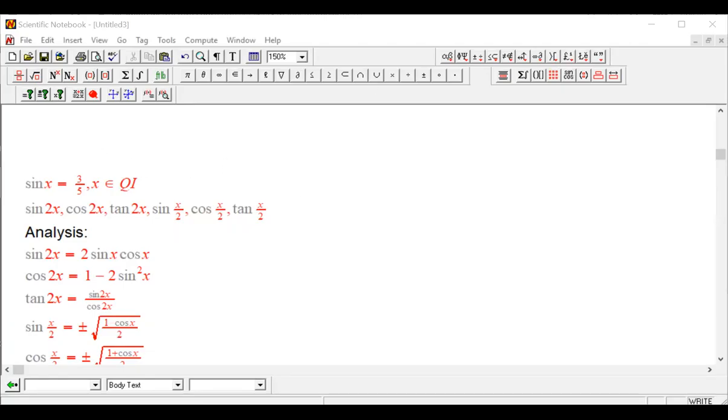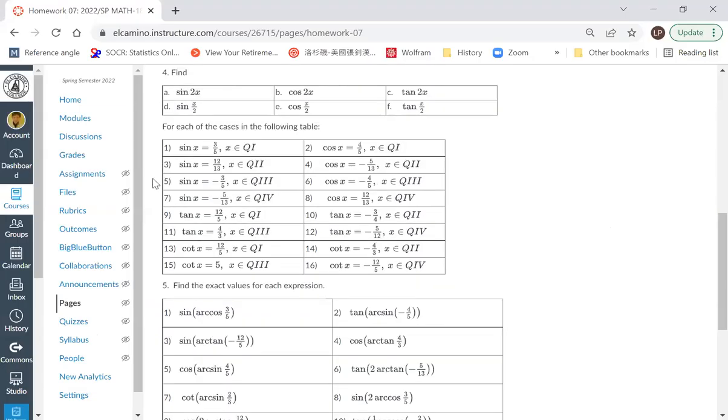Hello. In this lesson, we're going to continue on the homework guide. Last time we did the first one, right? So let's look at a case in quadrant 2. Sine x is in quadrant 2, x terminates in quadrant 2. So we have sine x equals 12 over 13.